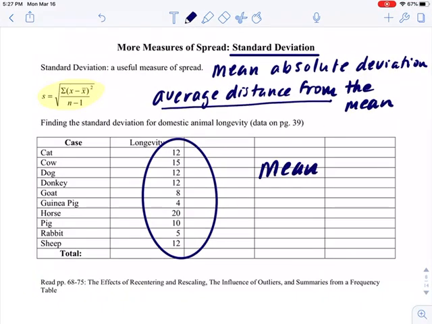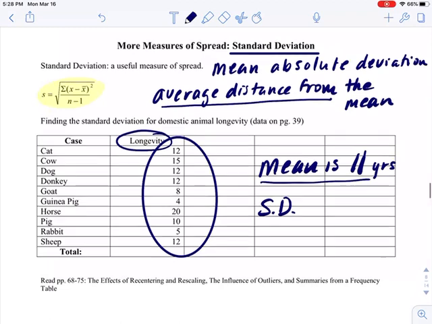So the mean is 11. That means the average longevity, or the average amount of time that these animals live, is about 11 years. And then the standard deviation is about 4.7 years.